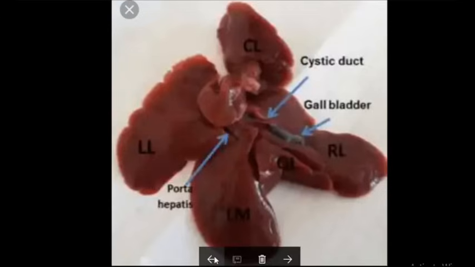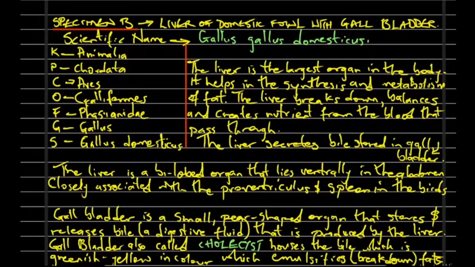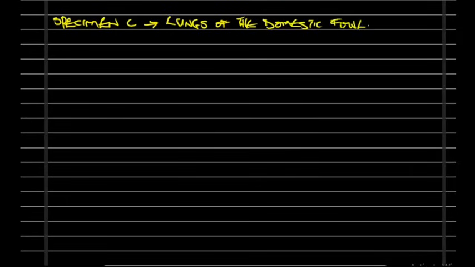So let us look at the next specimen now. The next specimen is specimen C, which happens to be the lungs of the domestic fowl. So we will not be wasting much of our time to talk about the taxonomy any longer, since we have discussed that when we were talking about specimen B. So this time around we are talking about lungs of the domestic fowl. That is what we have before us now.